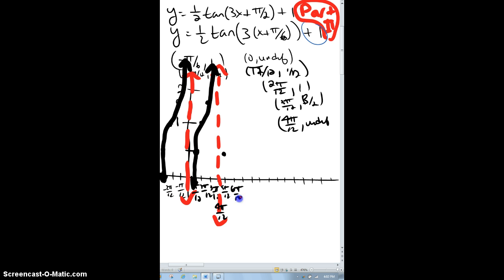6 pi over 12 is going to match that guy. 7 pi over 12 is going to be at 1.5. And then at 8 pi over 12, we're going to end up with an asymptote again. I think it's right here. I can draw another asymptote, and again this guy goes to infinity. He bends right here. So you can kind of see what the effect of the half is on the graph, and the effect of the period as far as how often it repeats, things like that.